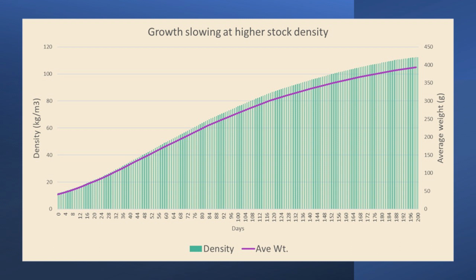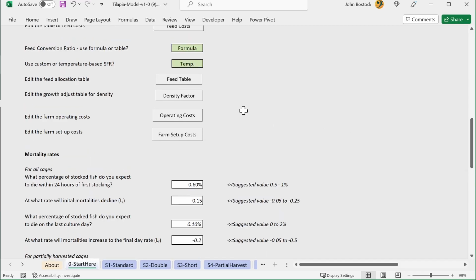It has been noted that growth can be lower at low densities. This may be due to the fish being more stressed, or it being more likely that feed is lost from the cage before it is eaten by the fish. Based on your experience, you can compensate for these effects in the model using the density factor table. Click on the density factor button on the 0-Start Here sheet to go to the table.